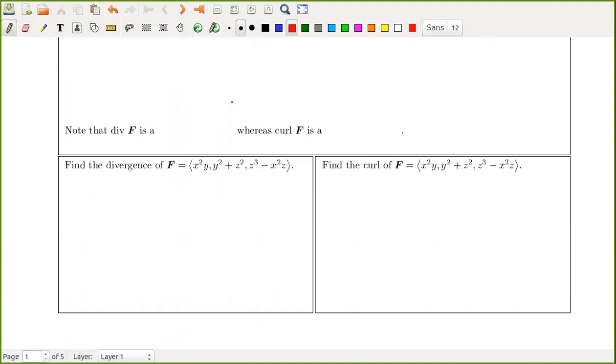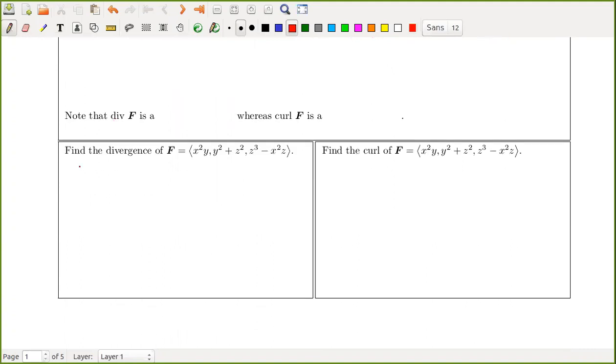So we want to find the divergence of this vector field. It's going to be a scalar, and so it's just going to be the x derivative of the first component plus the y derivative of the second component plus the z derivative of the third component. So the divergence of f, or gradient dotted with f, is equal to the following.